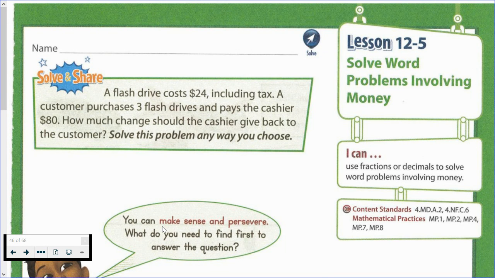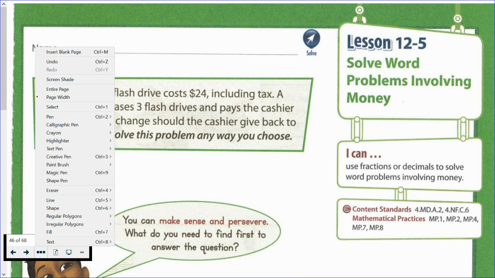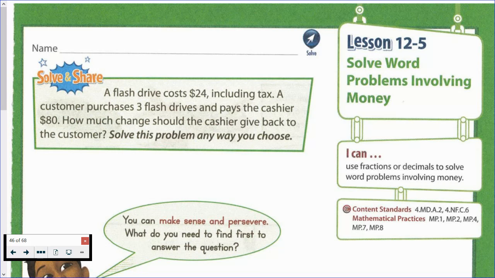The last 2 days we have been working with fractions, so today we're going to switch and get back into our work with decimals. So today we are going to be solving word problems involving money. Money always involves the use of decimals, as you will see today. So let's take a look at our solve and share situation.